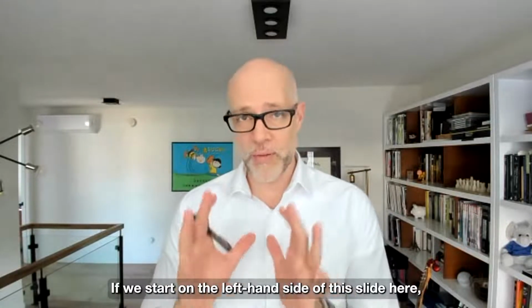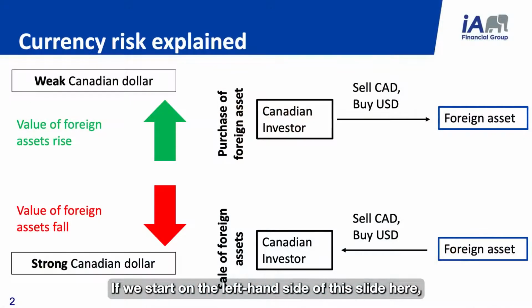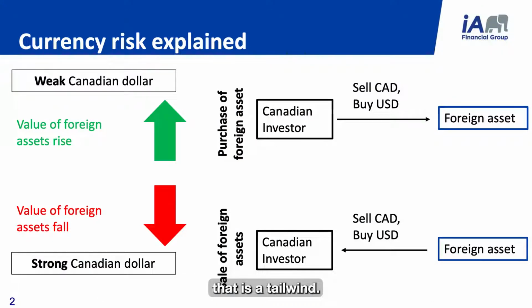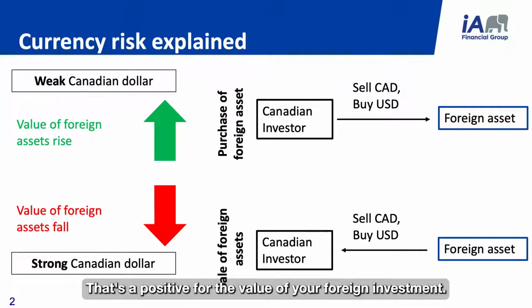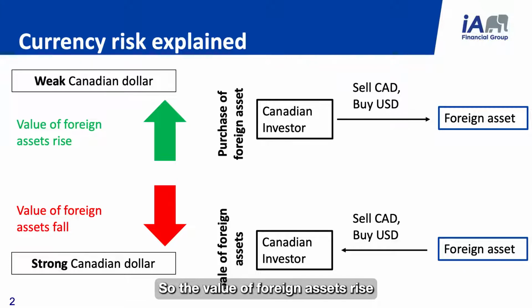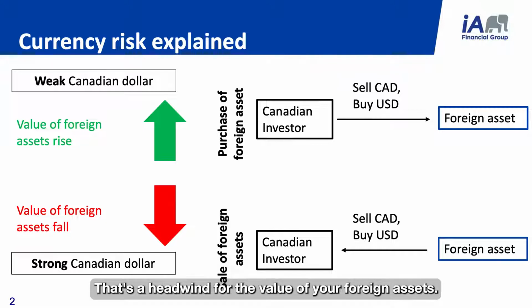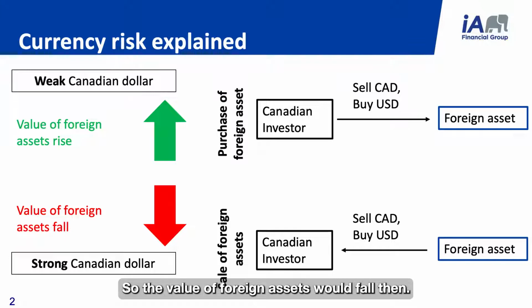If we start on the left-hand side of this slide, if the Canadian dollar is getting weaker and weaker, that is a tailwind. That's a positive for the value of your foreign investments, so the value of foreign assets rises. On the opposite, if the Canadian dollar becomes stronger and stronger, that's a headwind for the value of your foreign assets, so the value of foreign assets would fall.